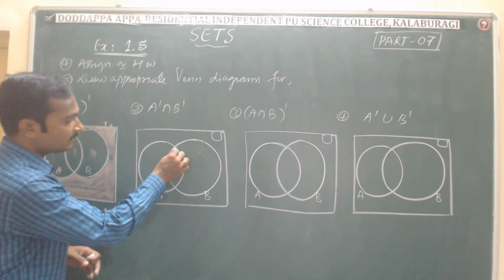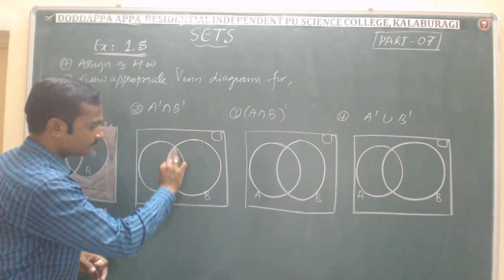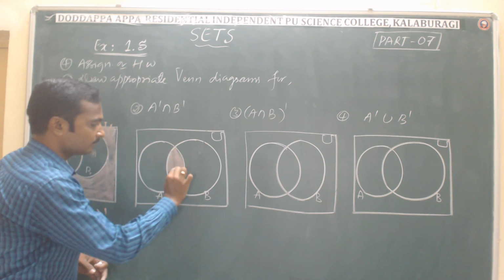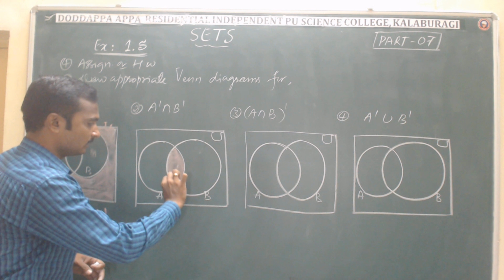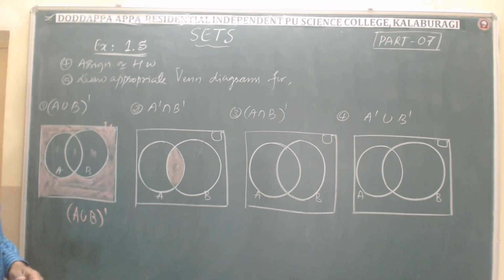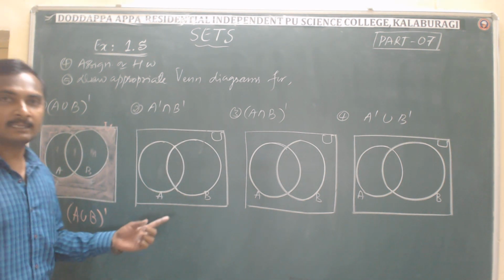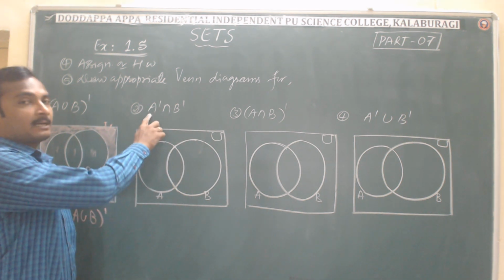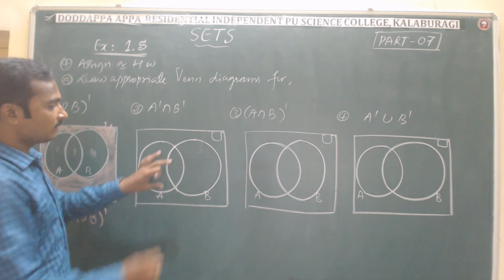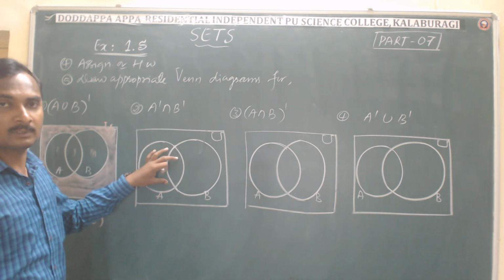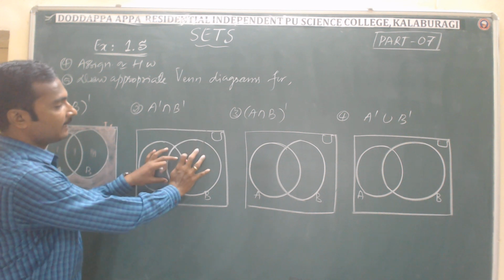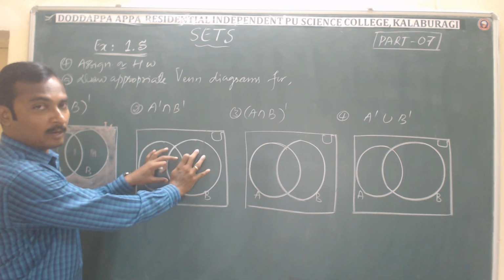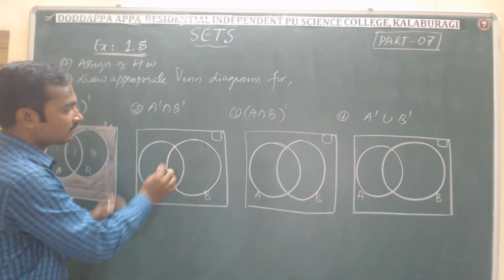And what is common in this? This area is common, you can see. Okay, students, you can see here that A complement is the area except A, and B complement is the area except B. And what is the common area in this? So this is everything except these two circles.